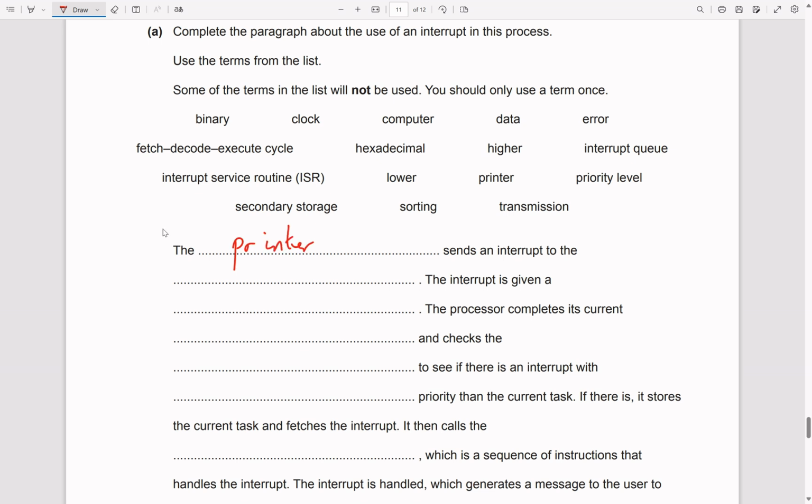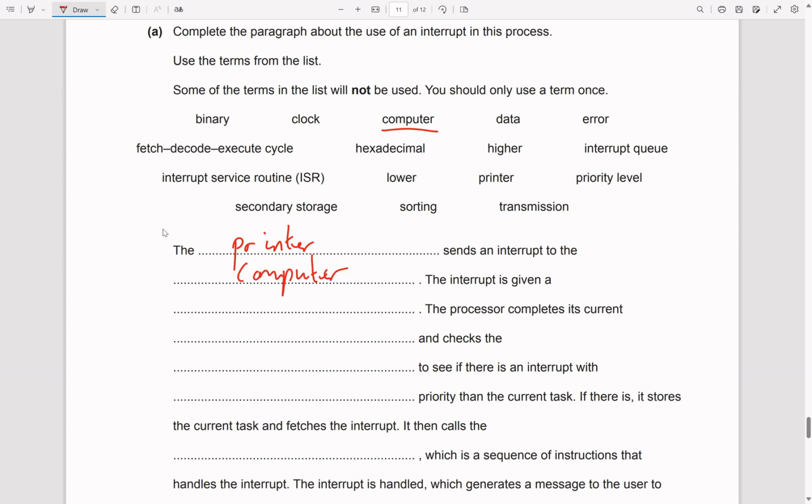And I think with these, you also want to check, well, is there any other suitable answer? So binary, no. Clock, computer, no. So I think printer here is the only reasonable answer. Then you can say, well, that's going to send an interrupt to the CPU. However, CPU they actually don't have here. So I think the reasonable answer is then going to be the computer.